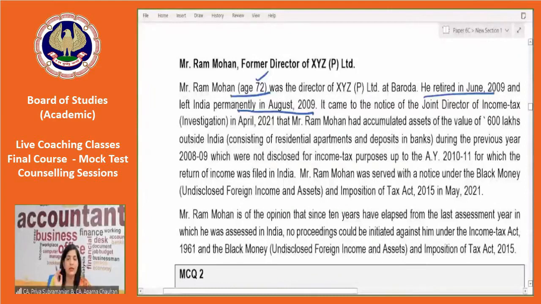It came to the notice of the Joint Director of Income Tax in April 2021 that Mr. Ram Mohan had accumulated assets of value 600 lakhs outside India, consisting of residential apartments and deposits in banks, during the previous year 2008-09, which were not disclosed for income tax purposes up to assessment year 2010-11. When he left, the assessment year was 2010-11, the previous year 2009-10, and till that time he had not disclosed the value of these assets in his return of income, which was filed in India.